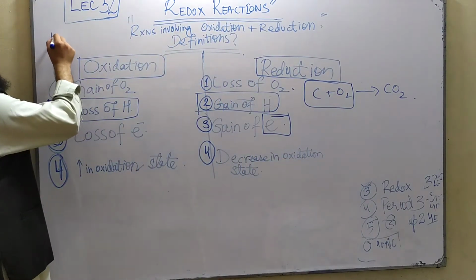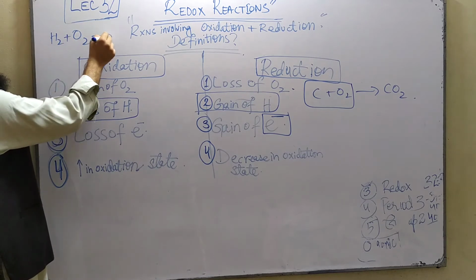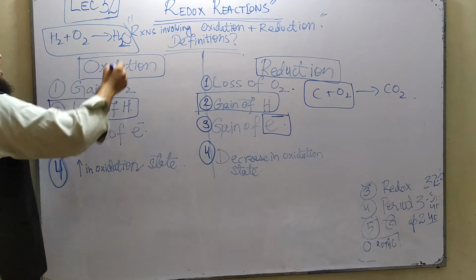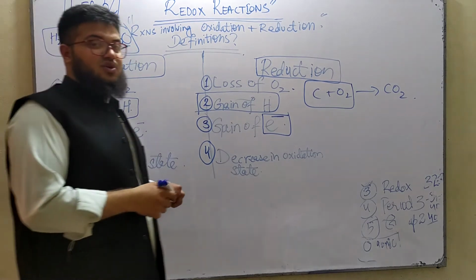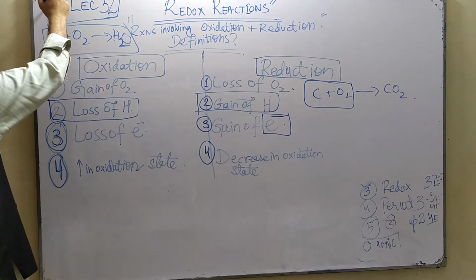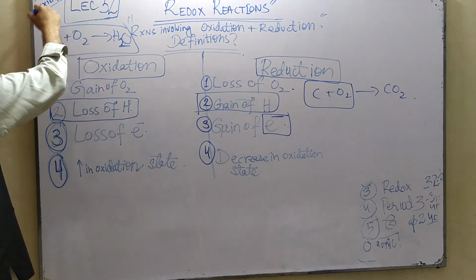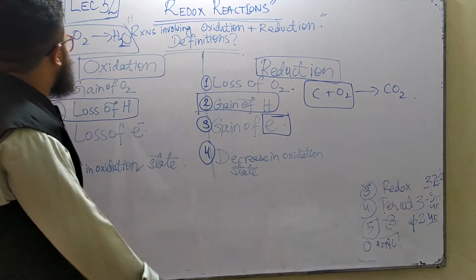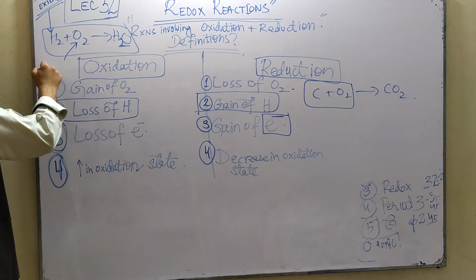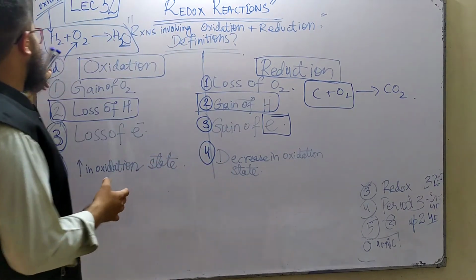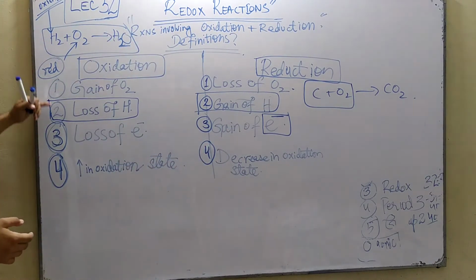Now, for instance, hydrogen is gaining oxygen and forming water. Which one is being oxidized and which one is being reduced? The hydrogen is getting oxidized. Why am I saying that? Because it is gaining oxygen, and gain of oxygen is oxidation. Whereas the oxygen itself is getting reduced because it is gaining hydrogen. Okay, so you can explain both in terms of the first and the second definition.